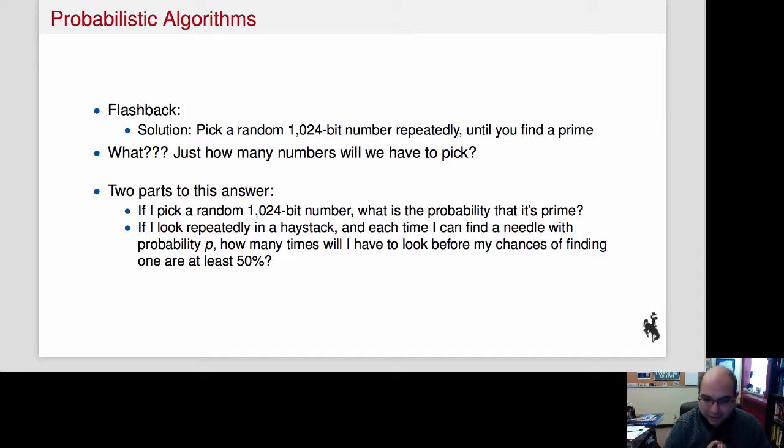That's one question. And the second question is, suppose I know that the probability is, let's just make something up, 1 out of 1,000. Then how many times am I going to have to pick numbers until I get one that is prime, right? That will tell me how long this algorithm takes.